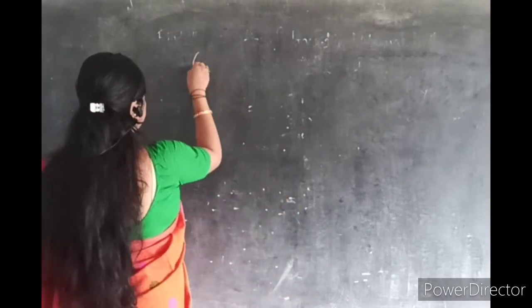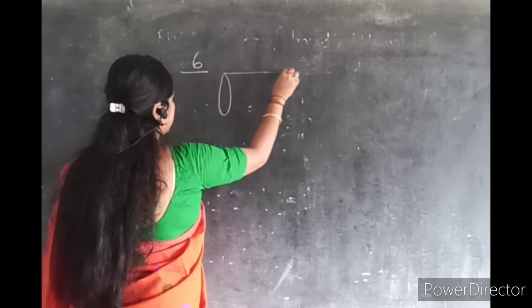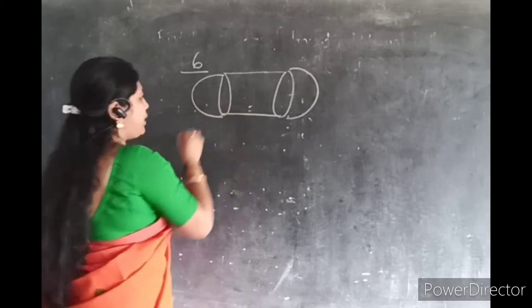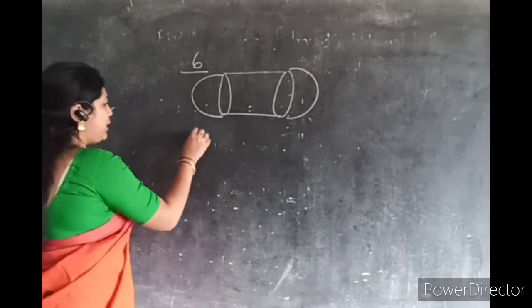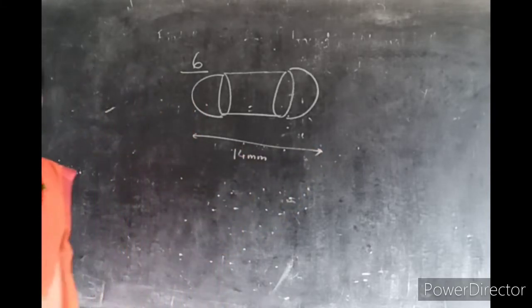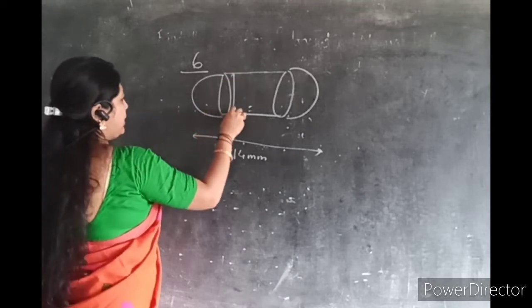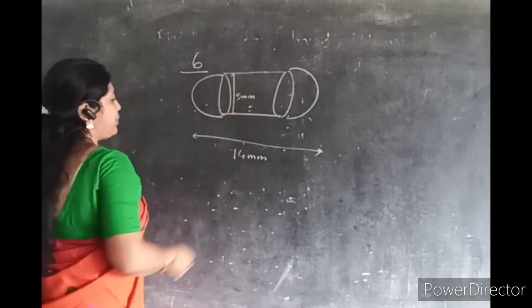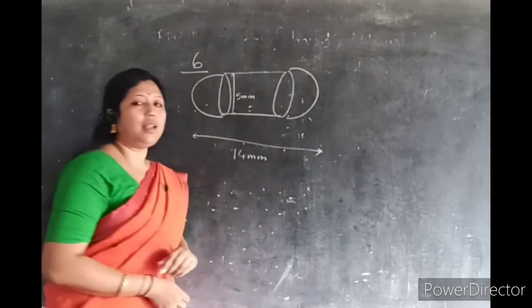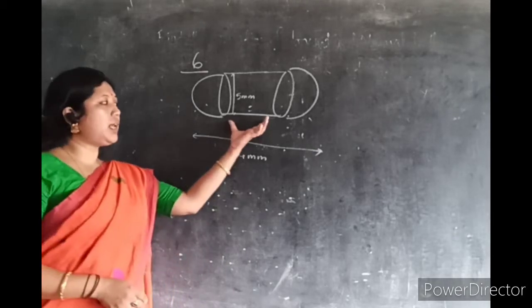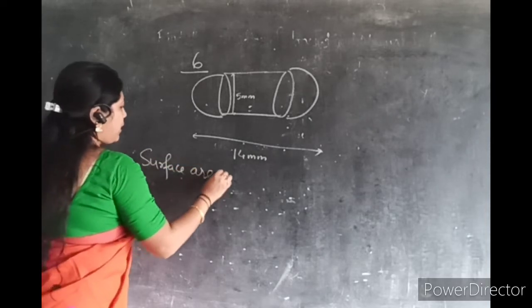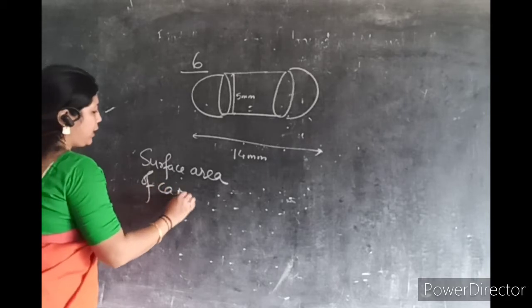So here, you have a cylinder and on the side you are having two hemispherical ends, and the total length of this capsule is 14 mm, and diameter is given to be 5 mm. So here you have to see there are two hemispherical ends, that is two hemispheres and one cylinder. So here you are asked to find the surface area of the capsule.